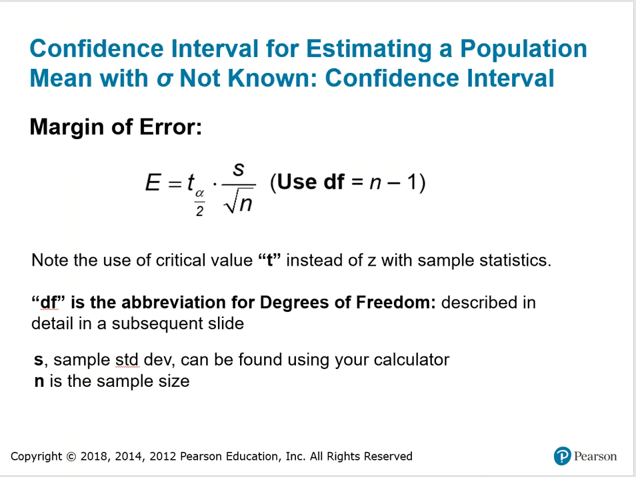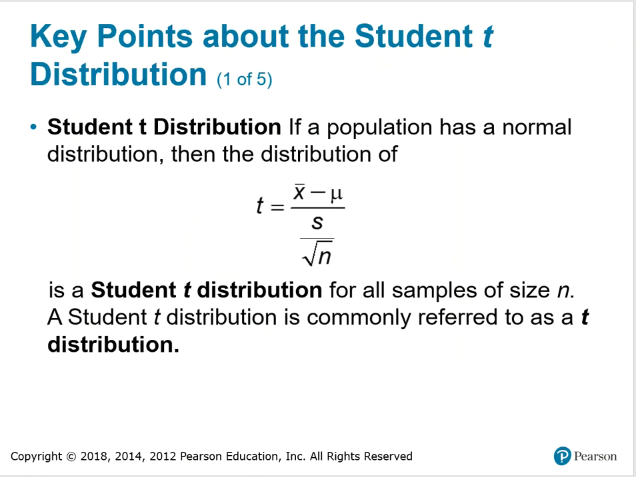Margin of error is calculated by multiplying the critical value, t sub alpha over 2, times the standard deviation divided by the square root of n. df stands for degrees of freedom. In this particular section, we are using the degrees of freedom of n minus 1. You'll need that information in order to find the t critical value. Note we're using t and not z with sample statistics. The degrees of freedom we'll describe a little more in detail as we proceed. s is the sample standard deviation. It can be found using your calculator, and n is the sample size.